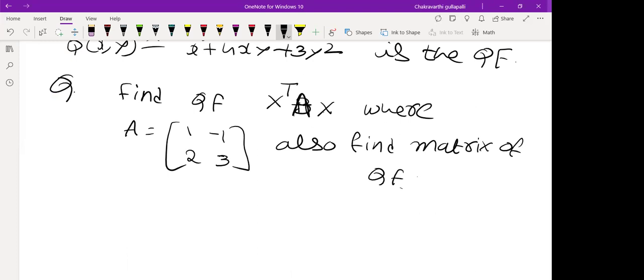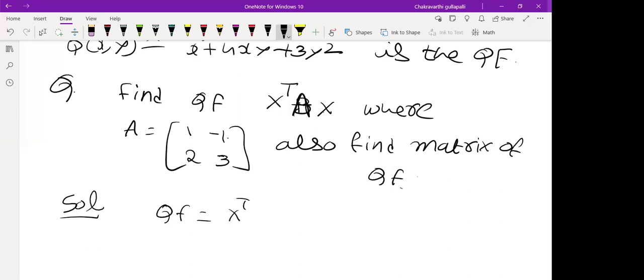How to get it, let us see. Most of the students don't know this. They take it for granted: A means A only, A is the required matrix of the quadratic form. Most of the students will write this, thinking this itself is the quadratic form. No, it is not symmetric, because these two are not equal. So how to get it, let us see. First, let us get the quadratic form.